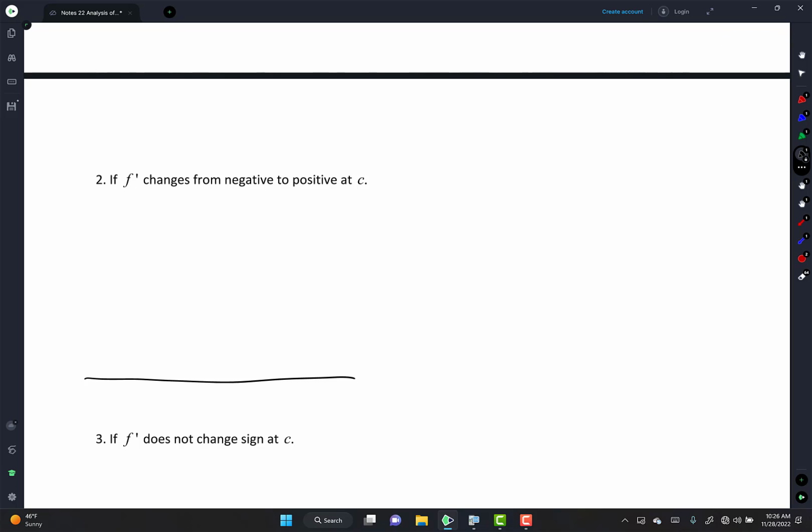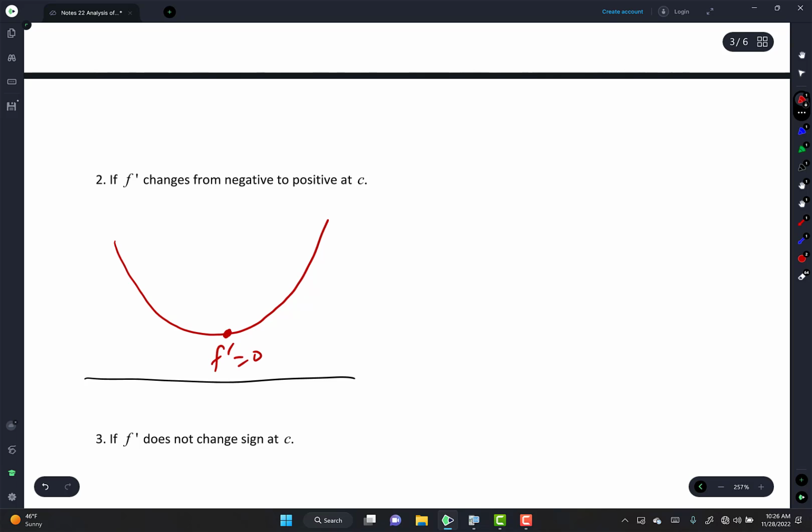F prime changes from negative to positive. So here we go. It's the same thing, but it's like going up. Yeah, I like that. At that moment, f prime is 0. F prime is negative. F prime is positive. This is f.